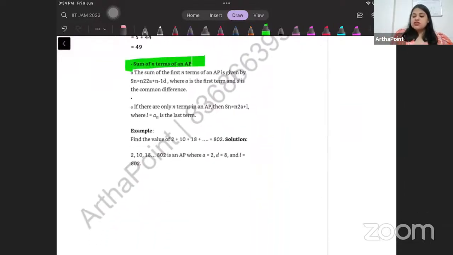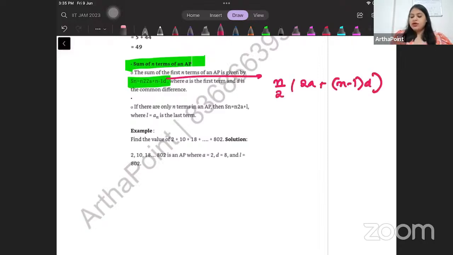Now let's talk about the sum of the n terms of an AP. The sum of the n terms of an AP is given by this formula. This is n by 2. Let me write it here. N by 2, 2a plus n minus 1 into d. So this is called the sum of n terms of an AP, right? Supposedly there are only n terms in an AP. Sometimes instead of this, beta, just have a look here. I can go ahead and break this. This will be a plus n minus 1 into d.